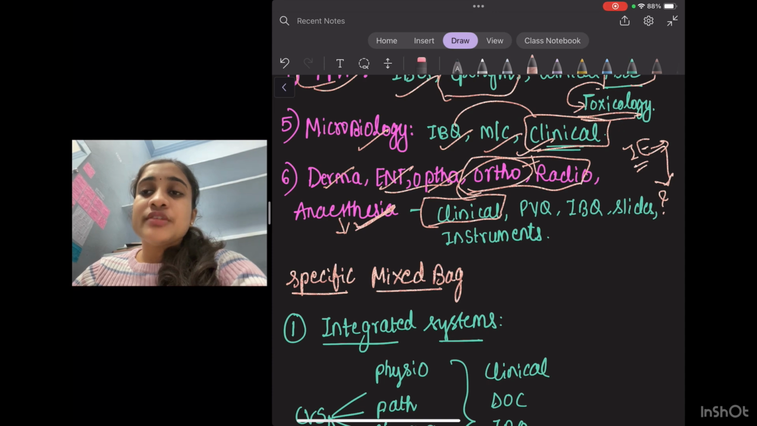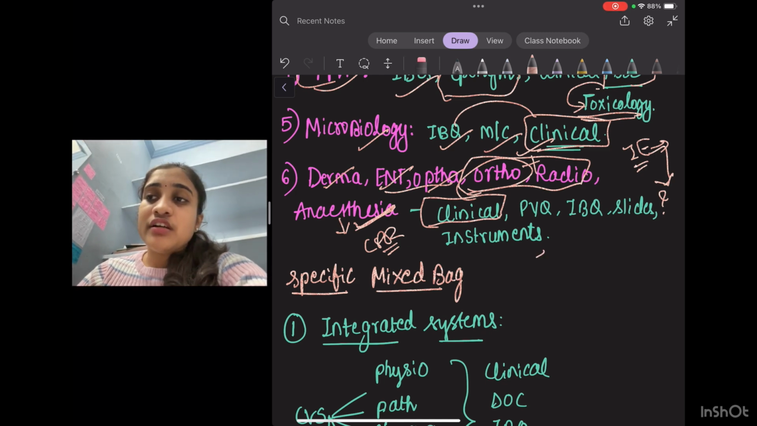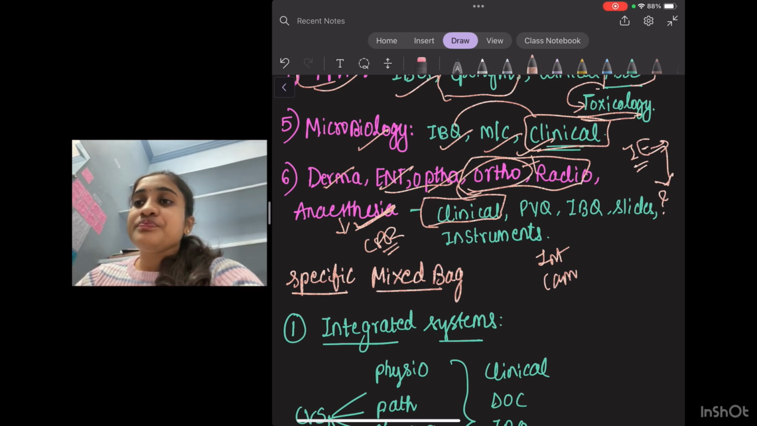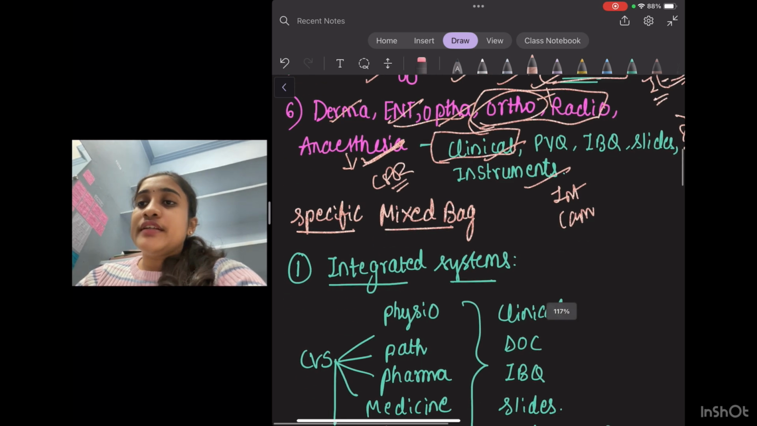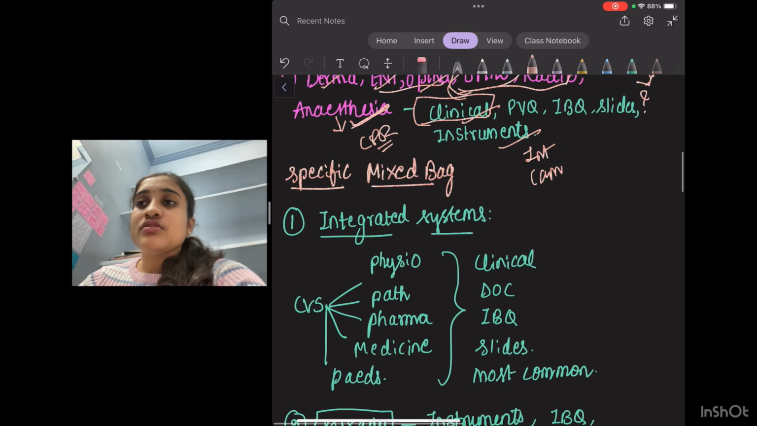Coming to anesthesia, CPR, resuscitation, BLS, these are most commonly asked. Along with that, most of our clinical postings like intubation, cannulas, and what else? Central venous catheter, these are most commonly asked in anesthesia. So clinicals and instruments, oxygen cylinders are very useful. And inhalational anesthesia, these are very important. In anesthesia also, there are many image based questions and slides.